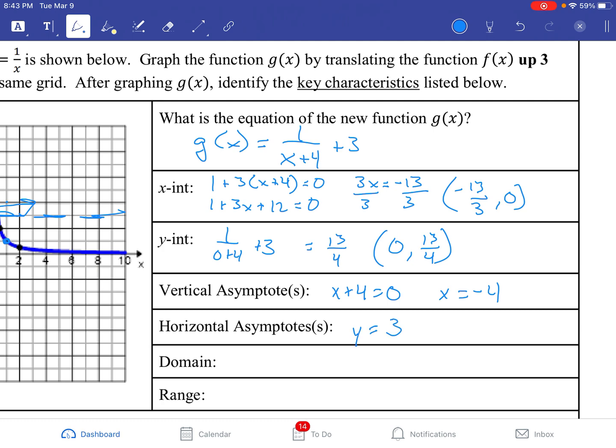The domain, starting on the left, negative infinity till the vertical asymptote at negative 4, and negative 4 till positive infinity. The range at the bottom, negative infinity to the horizontal asymptote at 3, and 3 towards positive infinity.